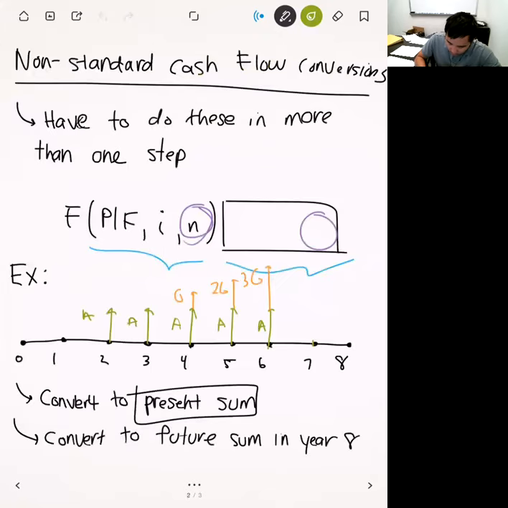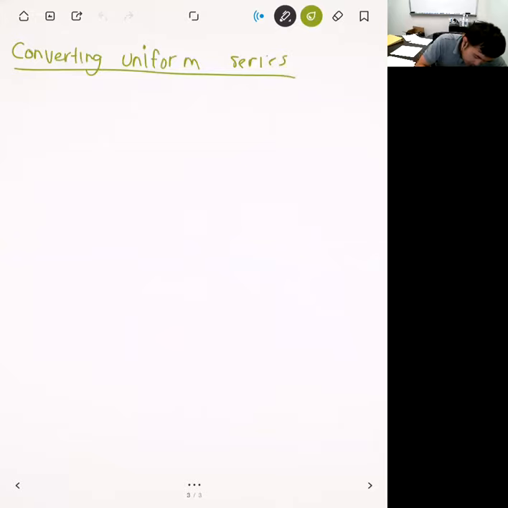And so even though we have a uniform series between years 2 and 6, what I'm going to do is first put this all together into one lump sum, because lump sums are a lot easier to work with conceptually than a recurring series. Okay? Right, so step one, let's lump together into one lump sum, or one single sum.